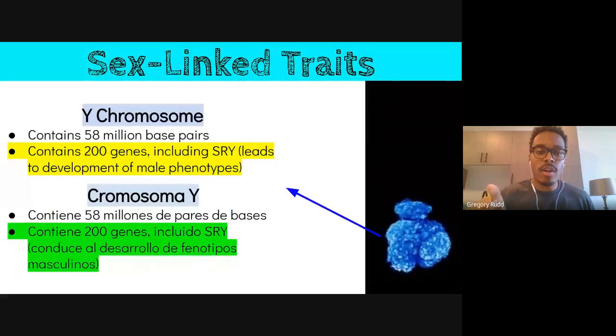The genes that are located on the Y chromosome lead to the development of male phenotypes. They lead to the development of male sex characteristics, like broad shoulders, like a deeper voice, like more body hair, and most importantly, like testes, where sperm are produced and stored.